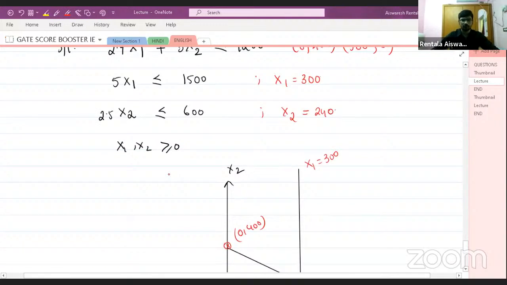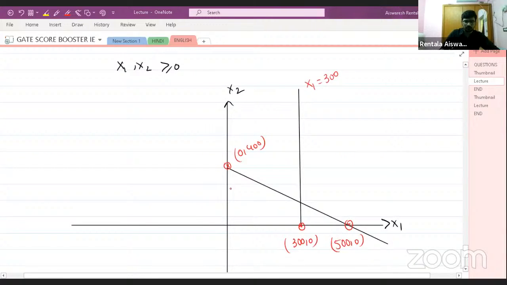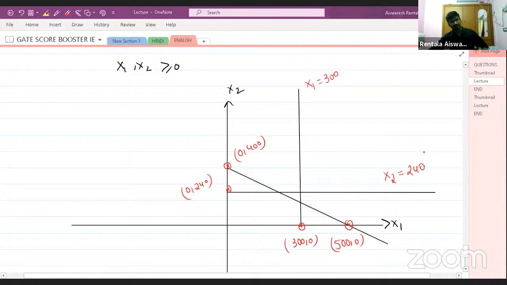X2 will be equal to 240. Maybe somewhere here 240 will be. So 0 comma 400, right? So it will be 0 comma maybe 240 will be somewhere over here. So if I join, it will be a straight line like this. Okay. So this is x2 equal to 240, a straight line which is parallel to the x1 axis, right?